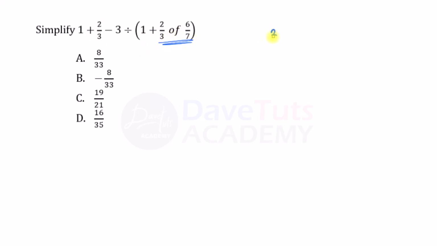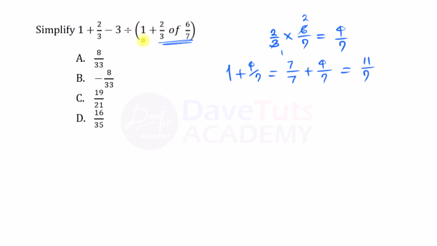So 2 over 3 of 6 over 7 will be times 6 over 7. So I can cut 3 here 1, 3 here 2. So this is nothing but 4 over 7. So I'm having 1 plus 4 over 7. That will be 7 over 7 plus 4 over 7. And that will be 11 over 7. So I'm done with this bracket now.